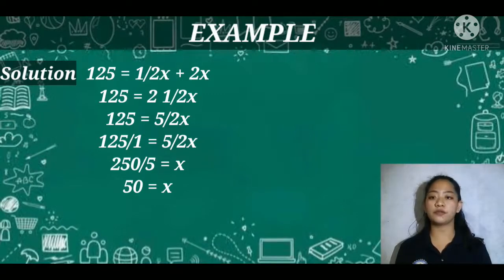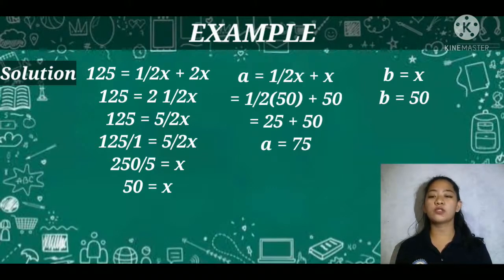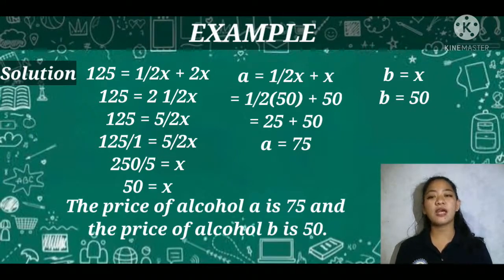Since x is equal to 50, therefore the price of alcohol B is 50 pesos. And substituting 50 for x in A equals 1/2 x plus x, we will get the price of alcohol A. A equals 1/2 of 50, which is 25, plus 50 is equal to 75. The price of alcohol A is 75, and the price of alcohol B is 50. The sum of alcohol A and alcohol B is 125.